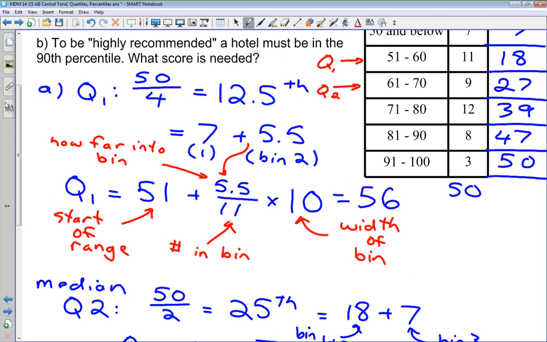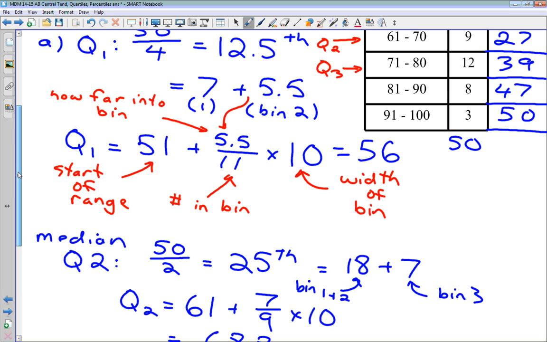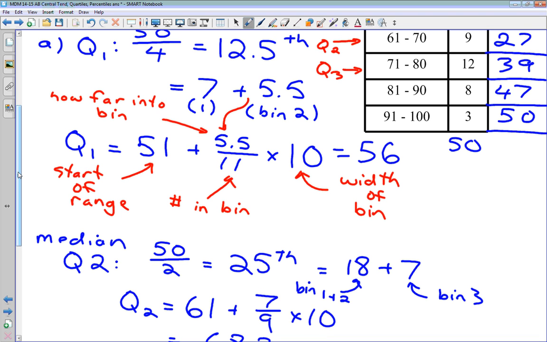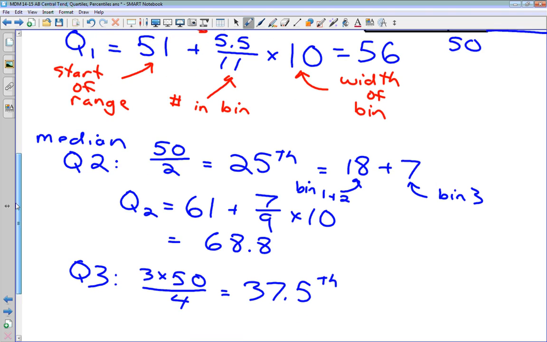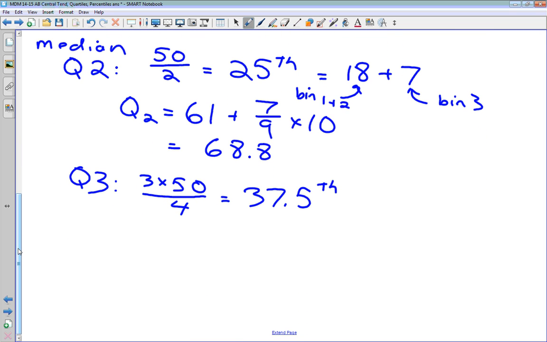So let's see, which bin do we have to go to find the 37 and a half number? Well, we have 27 up to the end of bin 3, 39 at the end of bin 4, so our Q3 value has to be somewhere in between. So we know that we're looking in bin number 4 there. How far into bin 4 do we have to go? Well, if there's 27 up to the start, we want to get up to 37 and a half. So we're going to have to go in 10 and a half numbers.